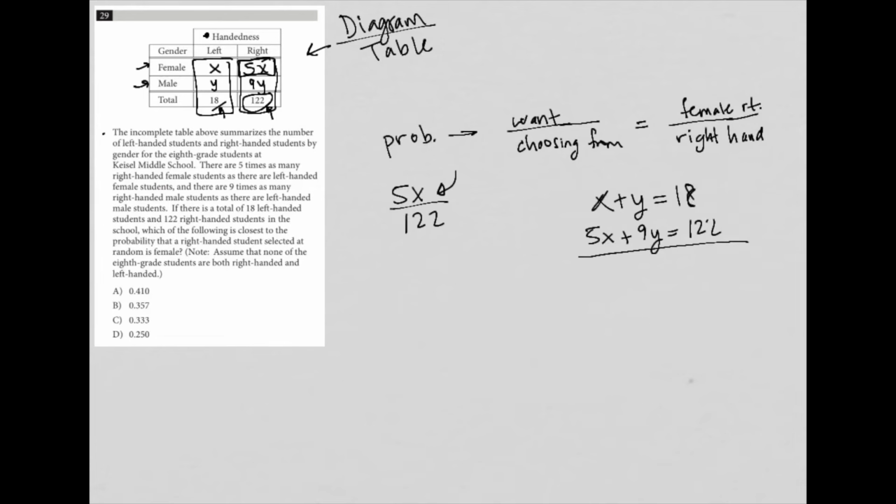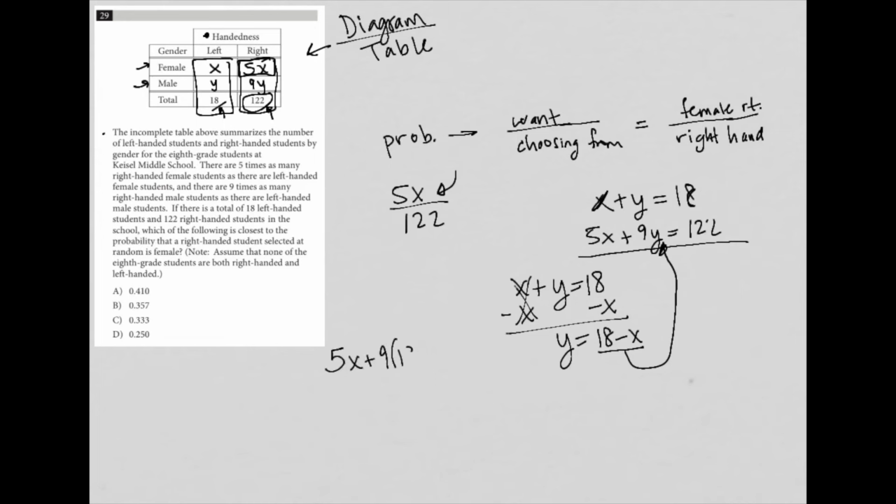So to use substitution, and because I only want to solve for x, I'm going to take this x plus y equals 18. I'm going to subtract x from both sides here, and I'm left with y equals 18 minus x. I can then use that to substitute this y here for 18 minus x. And in doing so, I end up with an equation, 5x plus 9 times 18 minus x equals 122, right? So I end up with an equation that only has x values. So let's see. So I'm going to solve this equation now.